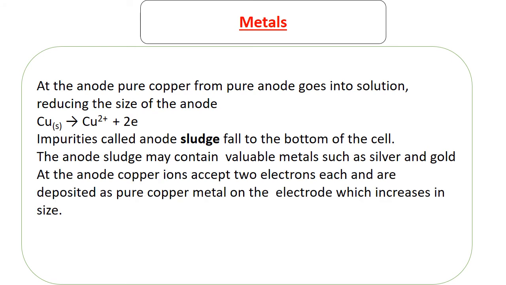At the cathode, copper ions accept 2 electrons each and are deposited as pure copper metal on the electrode, which increases in size. Sorry, that is supposed to be cathode. So this is what happens at the cathode. At the anode, copper breaks down to form copper ions. Then at the cathode, the electrons are gained to form back the pure copper.